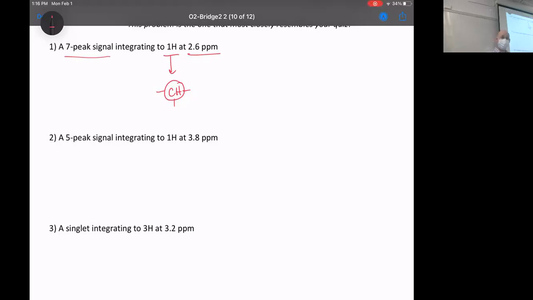Yep, a C double bond C or a C double bond O. Yeah, a C double bond O, a C triple bond N, a C triple bond C, a benzene ring. Do you know which one? You don't. This is all the information you've got. So I would recommend you don't back yourself into a corner and say, it's definitely a carbonyl, because then you're just guessing. And maybe you're right, or maybe you're wrong.